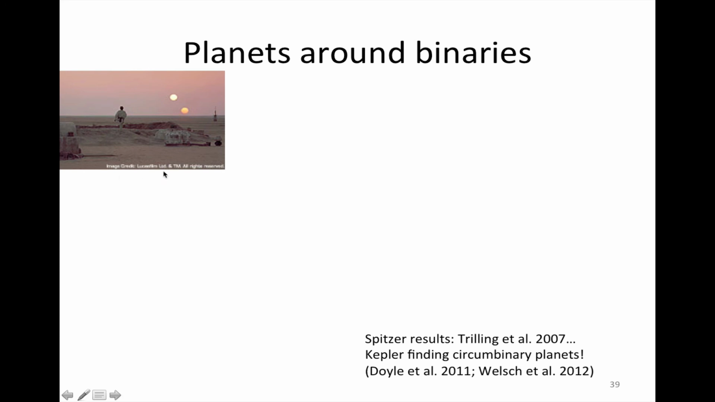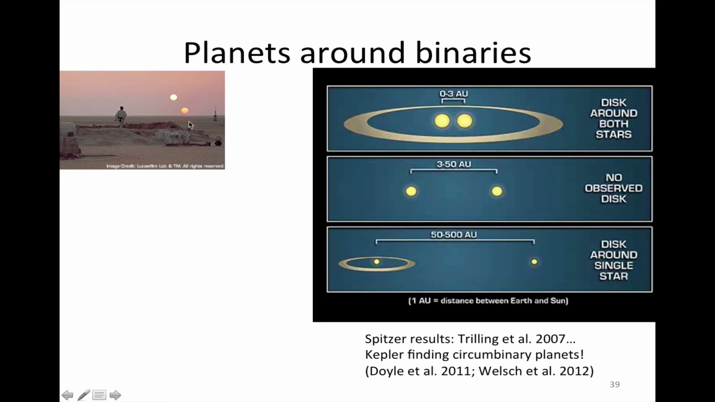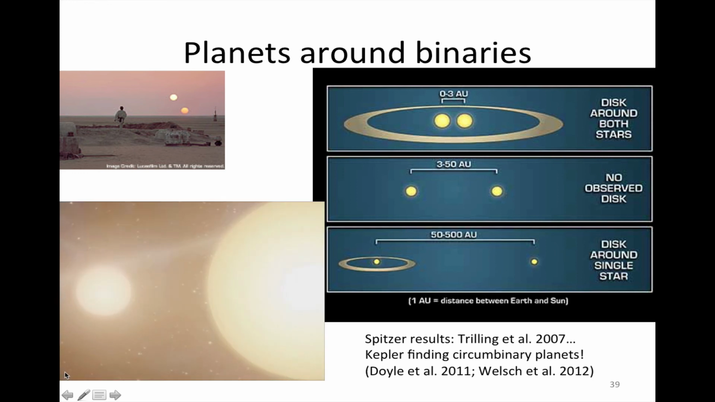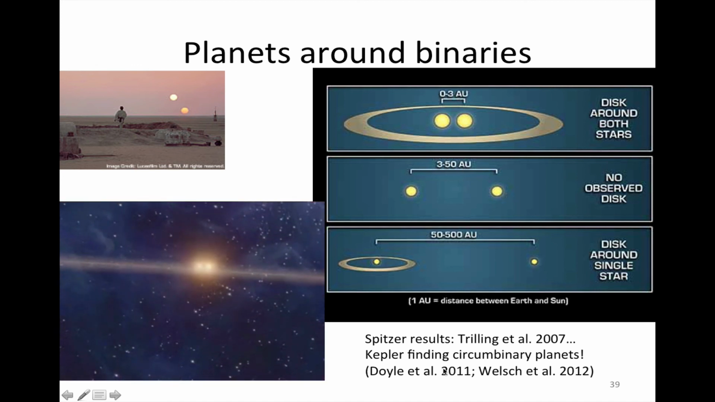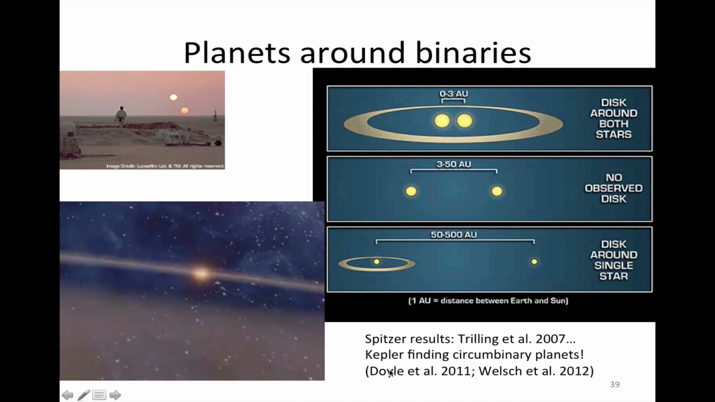So you may be familiar with Luke Skywalker on his planet of Tatooine, and he goes out to look at a double sunset. How common is this? Turns out it might be pretty common. If the stars are close enough, you can get a disk around both stars from which you could form planets. At middling distances, the interactions between these two stars disrupt the disks until you don't get a disk. Even further still, you end up with a disk around one, but not the other. So it is possible that you have planets around binaries. And in fact, Kepler is finding circumbinary planets.